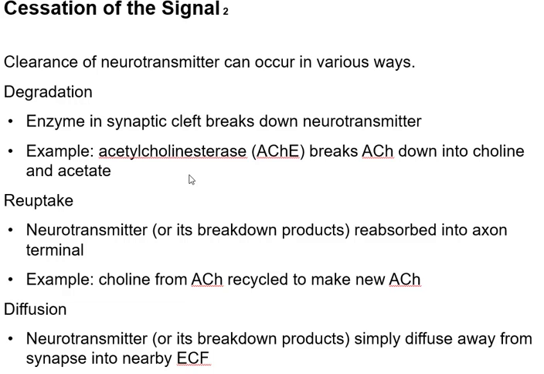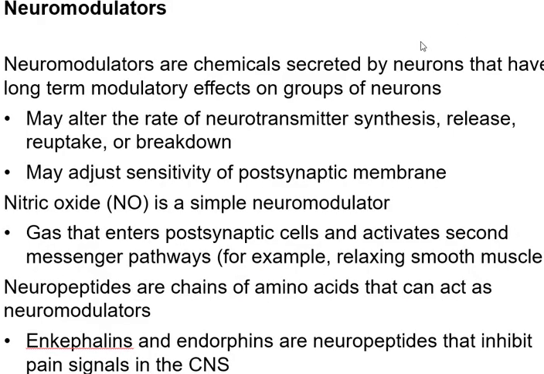A third way, besides using an enzyme to break down the neurotransmitter or reuptaking it back up into the presynaptic membrane, is you can just wait for the neurotransmitter to diffuse out of the synapse and into the extracellular area. So neurotransmitters can work within a millisecond, 1,000th of a second.